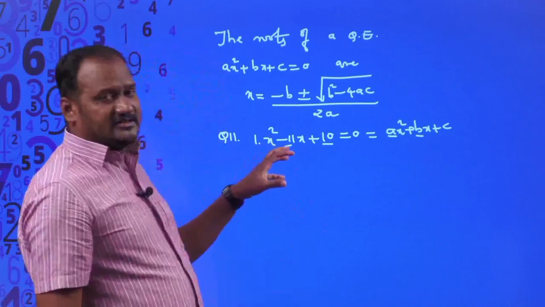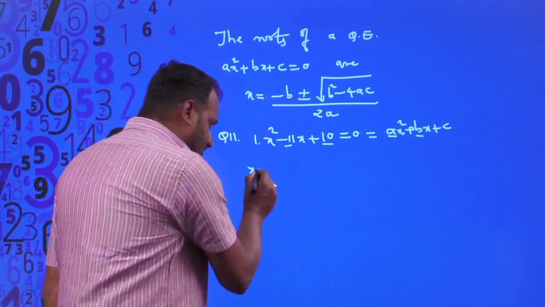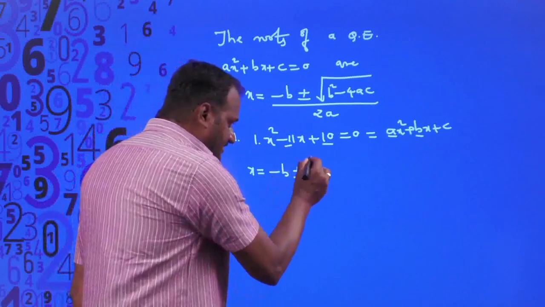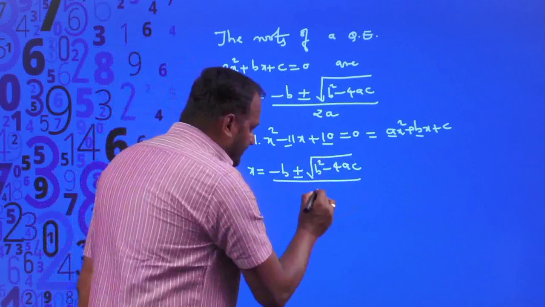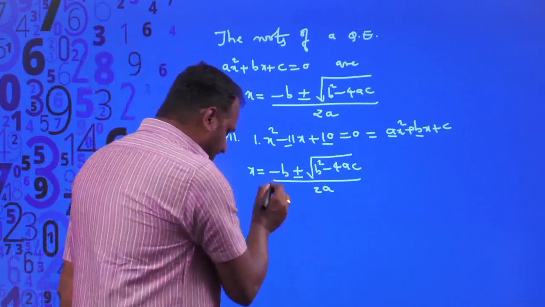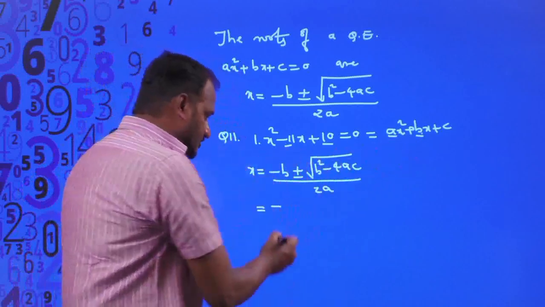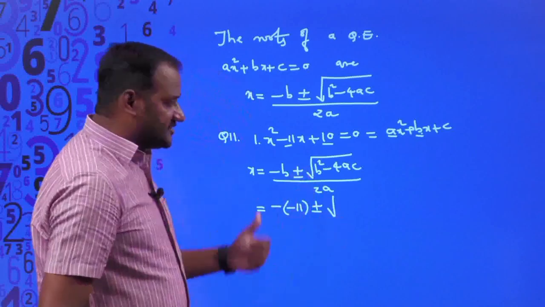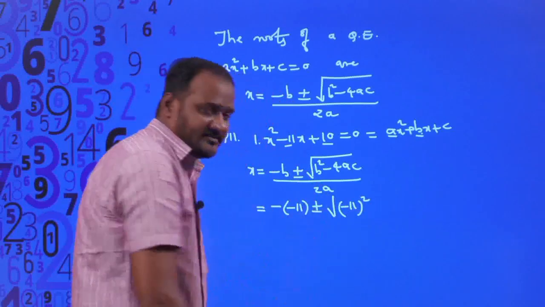After identifying the values of a, b, c, substitute back in the formula. That is, x is equal to, once again you write the formula, minus b plus or minus square root b square minus 4ac whole divided by 2a. Right? Shall we substitute the values? Yes, which is equal to, first negative is there, so negative. The value of b is going to be negative 11, so negative 11 plus or minus square root b square. Since b is equal to negative 11, b square means negative 11 whole square. Should not avoid that minus.